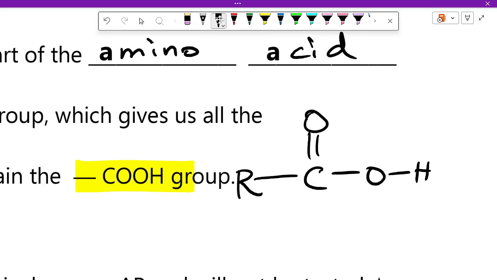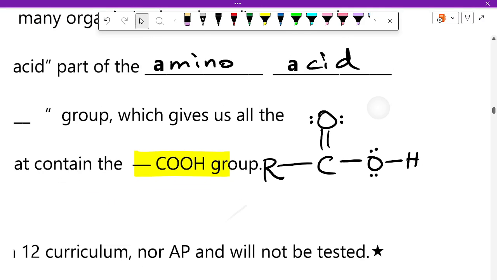2 lone pairs, because that gives you 8 electrons in total, yes? How many lone pairs on the oxygen to the right? 2 lone pairs, because again, that gives you 8 electrons. Excellent. All right.